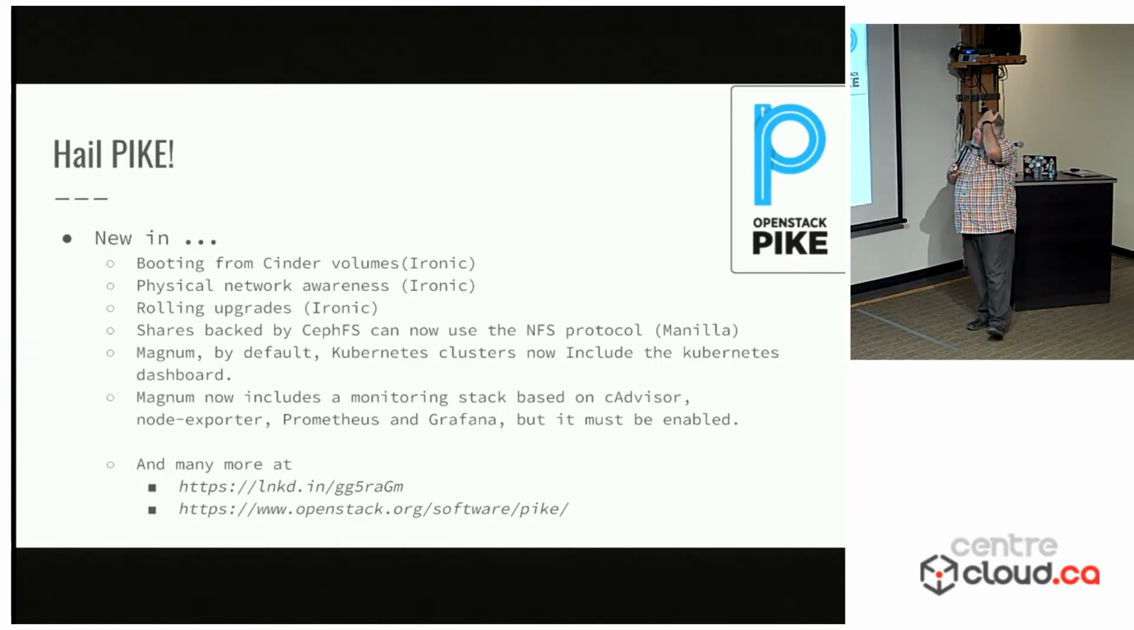For Ironic, you can be booting from Cinder volumes. You can access physical network, well, physical network awareness, which is kind of good when you're doing bare metal. You have rolling upgrades. Also, there's something in Manila. If you're using CephFS, you can now expose it through NFS to Manila, so you can use that. Magnum has the UI when you deploy a Kubernetes cluster. It also has a monitoring stack included when you deploy on Pike.